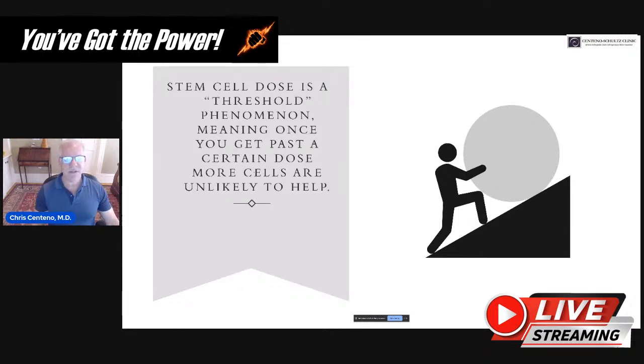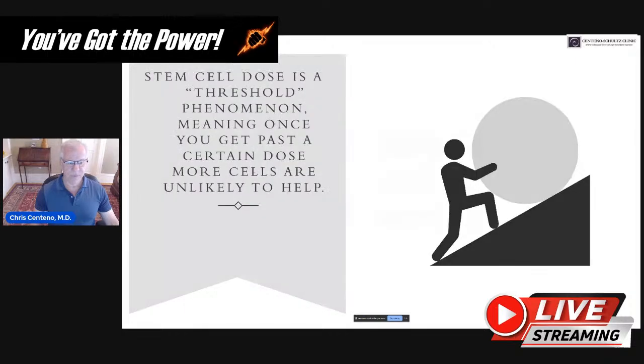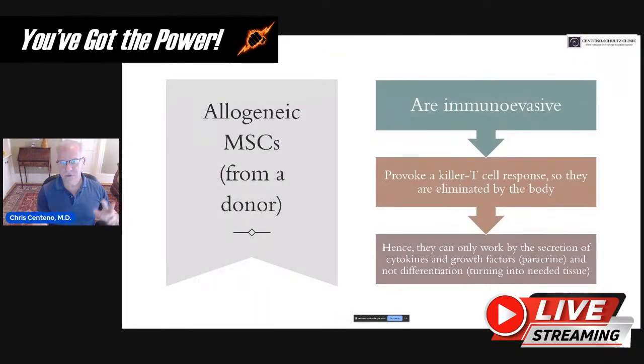Also realize that stem cell dose is a threshold phenomenon. In general, once you get past a certain dose, more cells probably aren't going to add more bang for your buck. And there's two big types of stem cells out there.